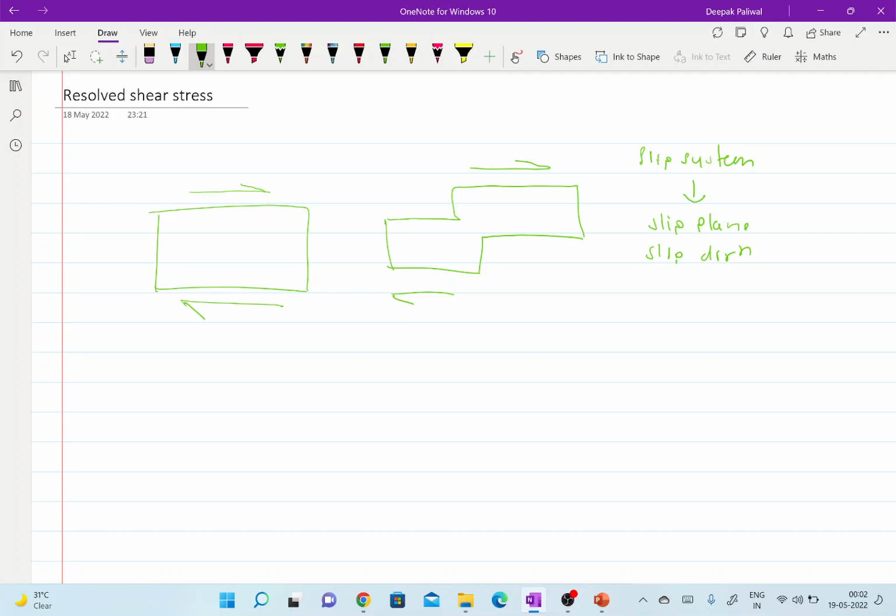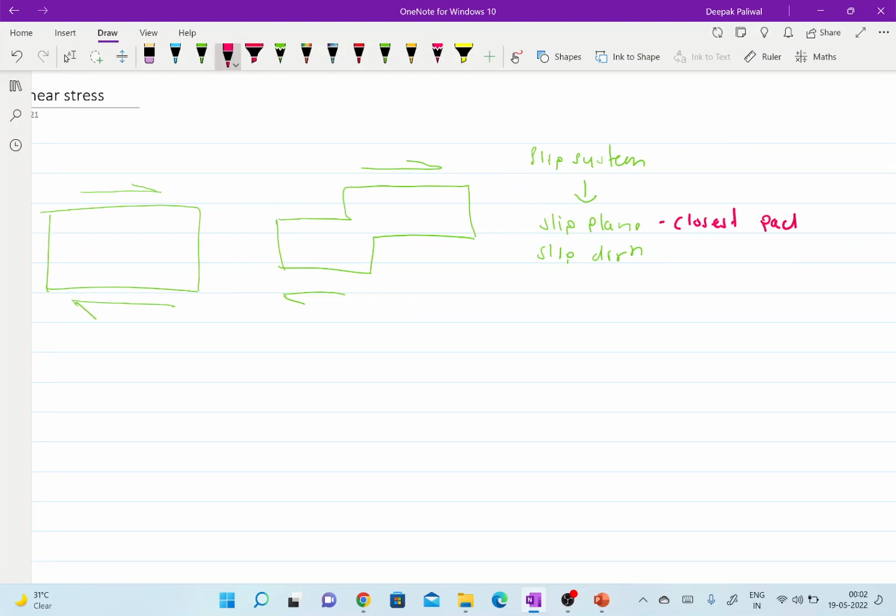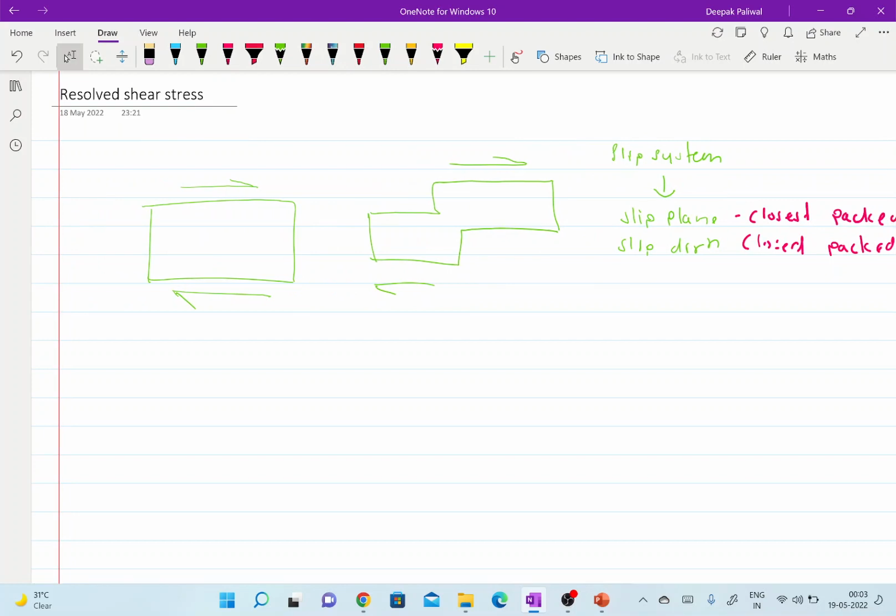When I say the slip plane and the slip direction, that means the closest packed plane and closest packed direction we are talking about. Okay, so at the micron scale, we need the shear stress for the plastic deformation.